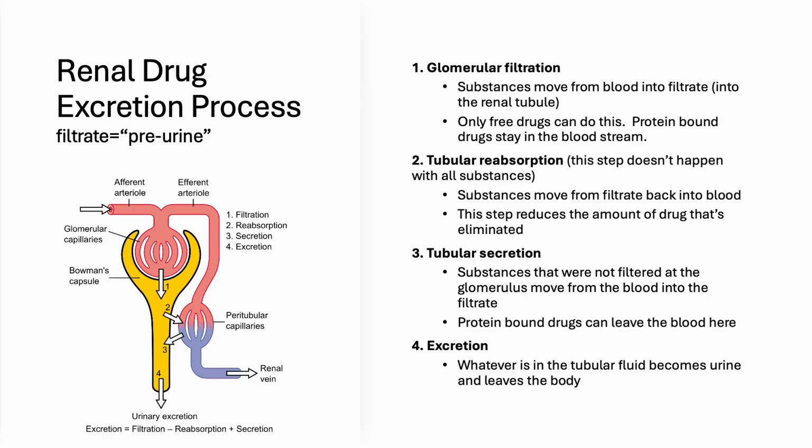It's just a different part of the glomerulus where that happens. And then finally, excretion. Whatever is in the tubular fluid becomes urine. So the filtrate that is in the tubular fluid becomes urine and leaves the body. So this is a very simplified understanding of the renal drug excretion process. Basically, substances move from blood into the urine, into the filtrate, another way of saying it.